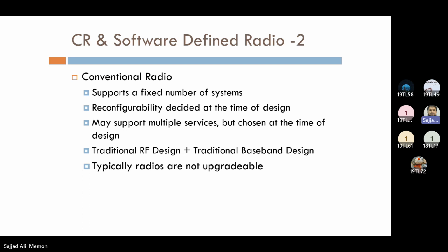Means a transmitter designed for FM can only work in FM. It will not work in cellular. Similarly, a cellular transceiver cannot work in the FM transmitter. But the cognitive radio, it's software-defined radio. It can adapt the configuration of both these systems. So that is how cognitive radio is different from the conventional radio.